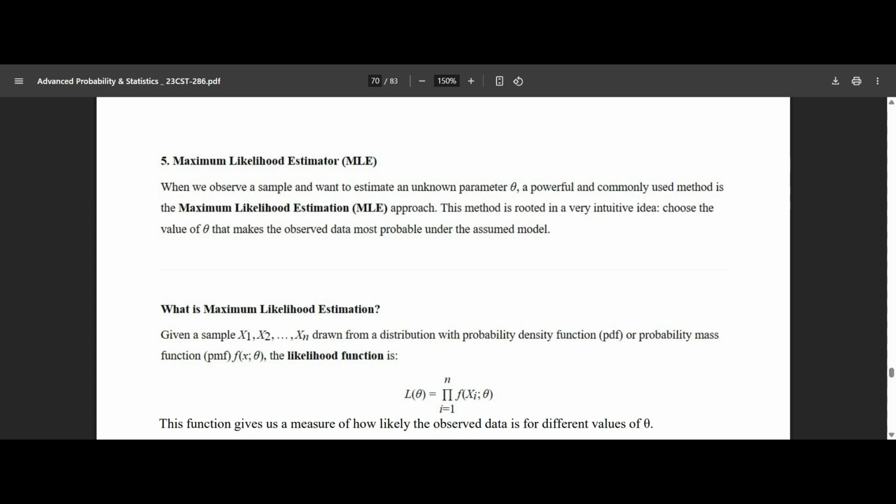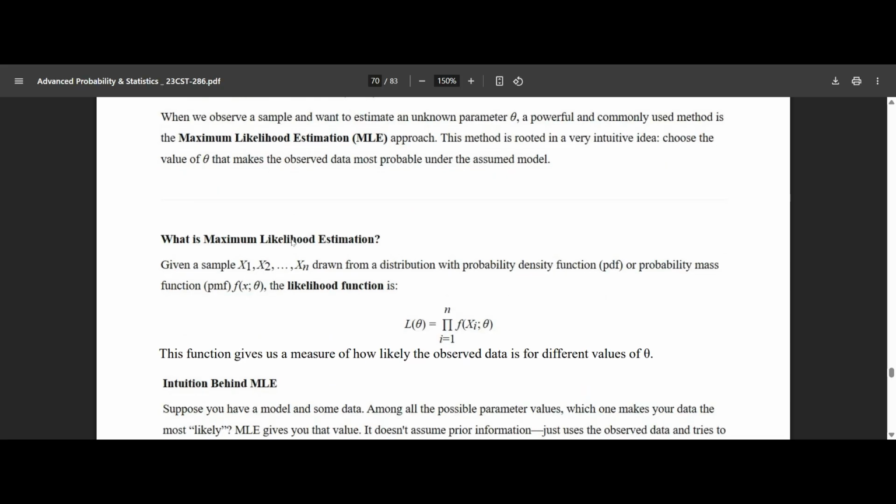So if I ask you right now, without thinking anything, tell me what can be the highest marks obtained in your class, you'd say it's 100, right? 100 out of 100. So what is maximum likelihood estimation? Given a sample drawn from a distribution with PDF or PMF f(x, theta), the likelihood function is L of theta equals the product, i equals 1 to n, of f of x comma theta. Now basically, what is this pi?